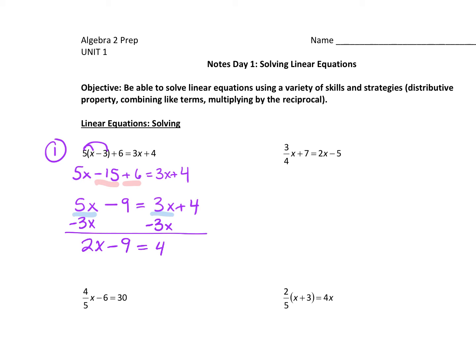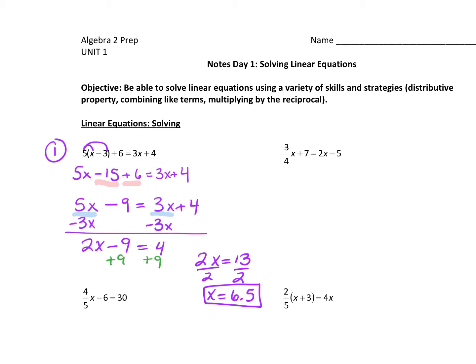Then my goal is to get the variable alone. So since I have a negative 9, I'm going to add 9. So I'm going to put 2x equals 13. Divide by 2, and I'll get x equals 6.5, or you could have said 13 over 2.